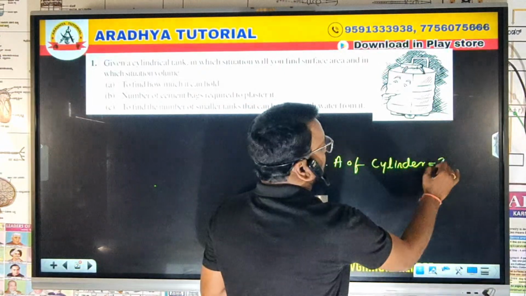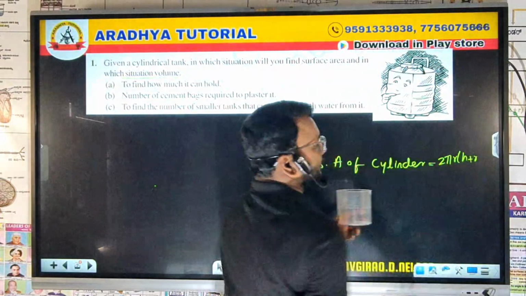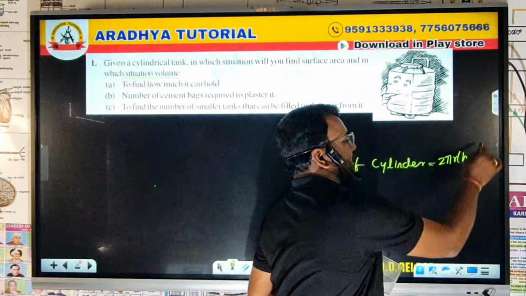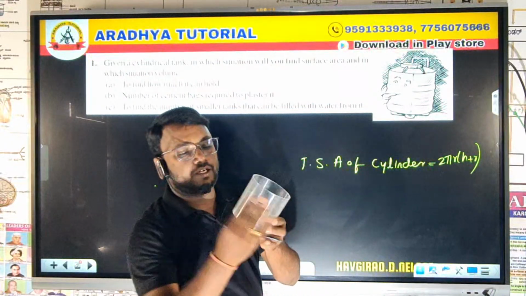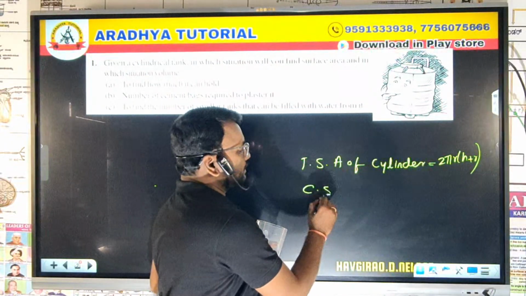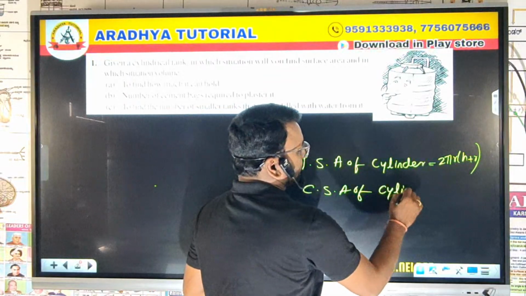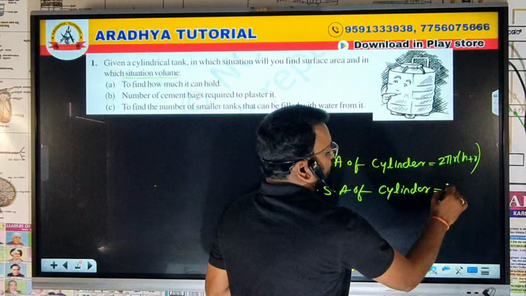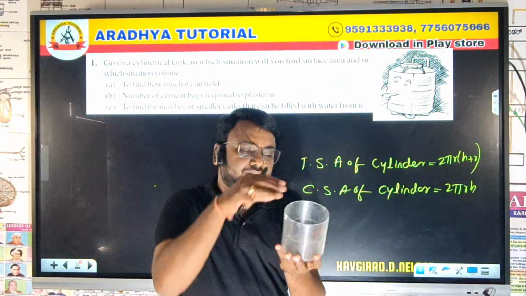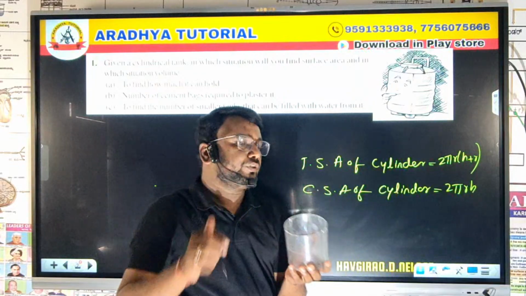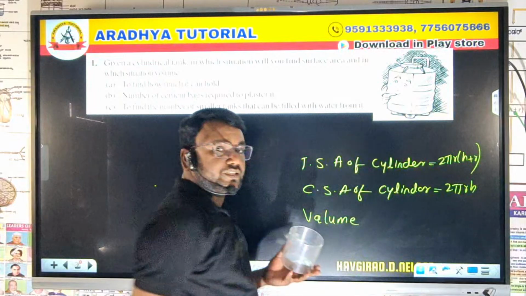that is 2 pi r into h plus r. H plus r gives the total surface area of the cylinder, and the curved surface area of the cylinder is 2 pi r h. If you fill anything in this cylinder, then we find the volume, that we call volume.